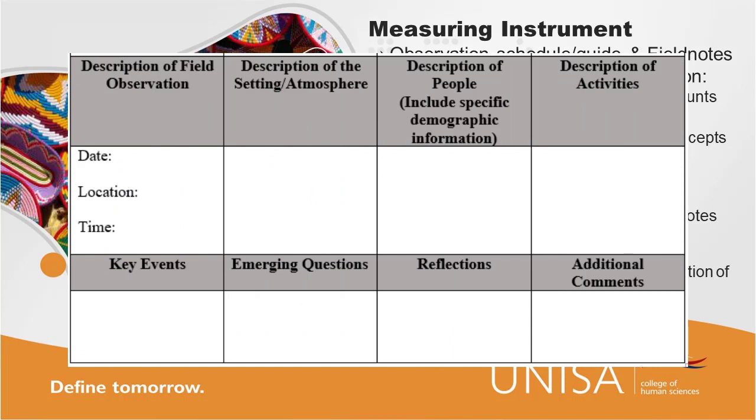You can see how open this guide is. There is a lot of space for notes and comments from the observer, and the general themes or categories are very broad. For this study, the observer completes information on key events, the setting, the activities, the people observed, and there is also space for reflective notes and comments.